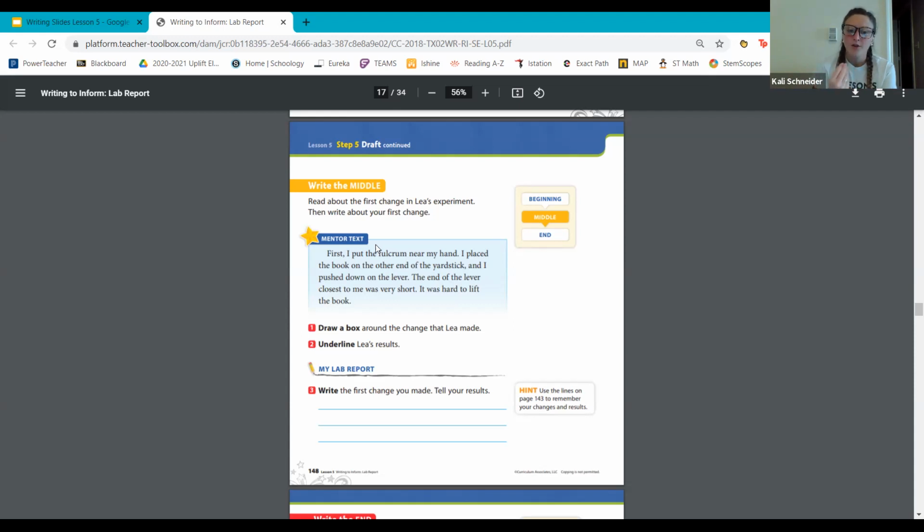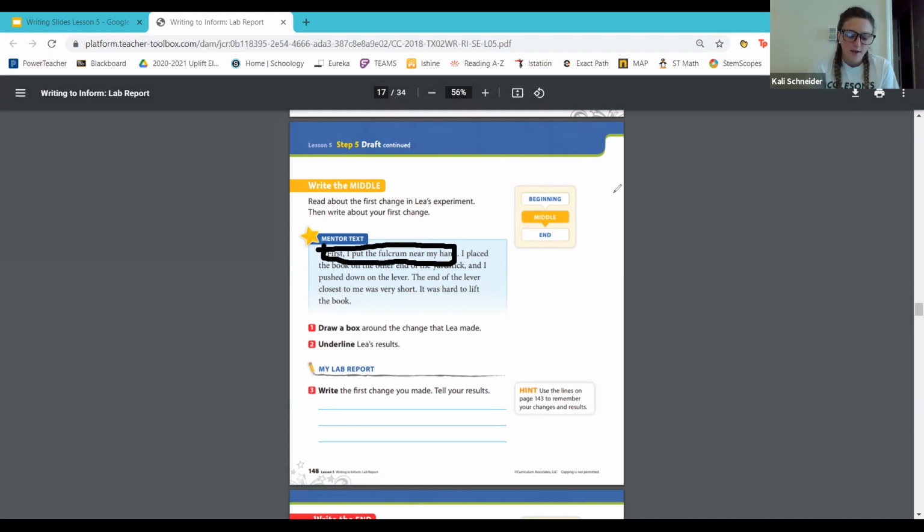Okay. So we're going to draw a box around the change that Leah had made. So the first thing she said, let me get my pencil ready. The first thing she said, I put the fulcrum near my hand. So that is the whole first sentence is what the first change was. She put the fulcrum near my hand. First change, okay? All right.